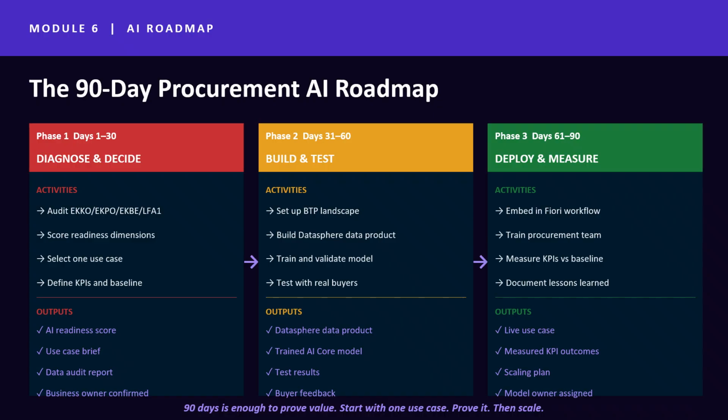Days 61 to 90. Deploy and measure. Embed in Fiori workflow. Train the procurement team. Measure KPIs against the baseline you set in phase 1. Document lessons. Assign the named model owner. 90 days is enough to prove value. Start with one use case. Prove it, then scale.